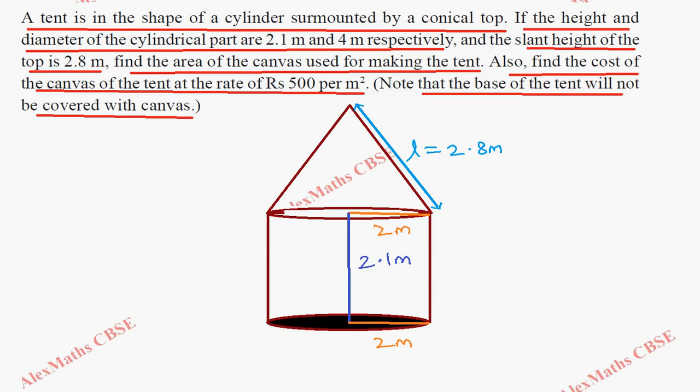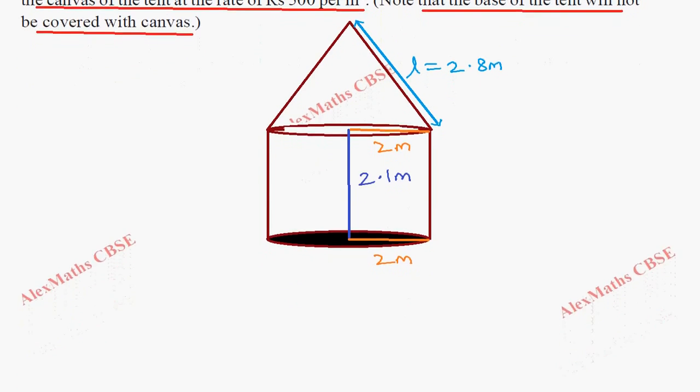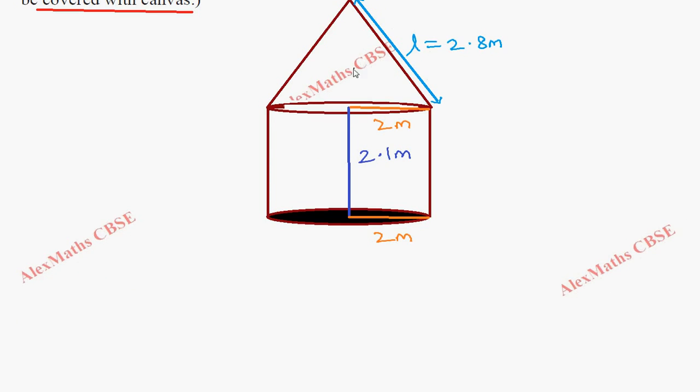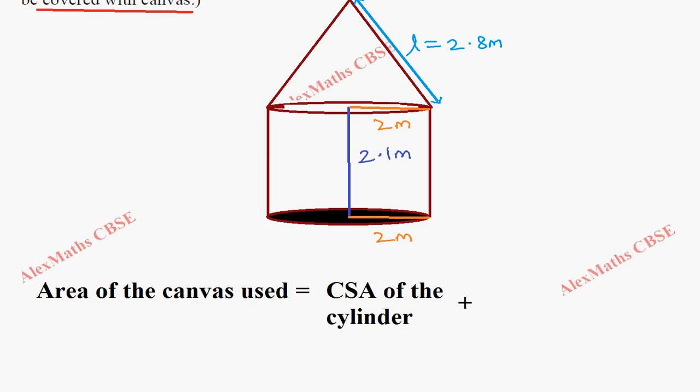From the diagram it is very clear that the area of the canvas used is nothing but the curved surface area of the conical part plus the curved surface area of the cylindrical part. So let's write here: area of the canvas used equals CSA of the cylinder plus CSA of the cone. Let's write the formula here. CSA of the cylinder is 2 pi r h and CSA of a cone is pi r l.